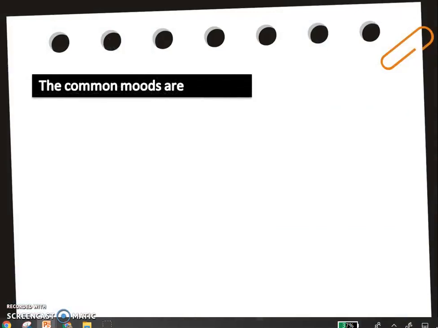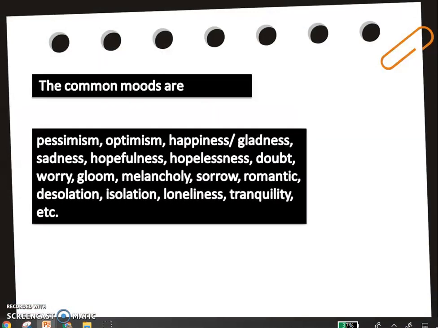What are the possible moods? Okay, pessimism, optimism, they are opposite terms. Happiness, gladness, sadness, hopefulness, hopelessness, doubt, worry, gloom, melancholy, sorrow, romanticism, desolation, isolation, loneliness, tranquility, and much more. What's common among all of these moods is they are all nouns. While answering the question of mood, we have to write nouns only. We're not allowed to use an adjective. This is the only choice that I'm supposed to write. If you write an adjective, you lose the whole grade.